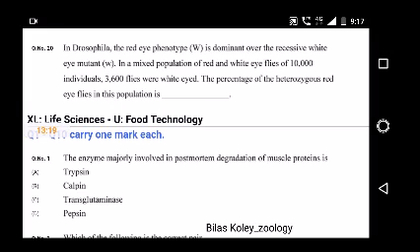Now we will discuss question number 20. In Drosophila, the red eye phenotype indicated by W is dominant over the recessive white eye mutant indicated by small w. In a mixed population of red and white eye flies of 10,000 individuals, 3,600 flies were white-eyed. The percentage of the heterozygous red eye flies in this population is, the answer will be 48.